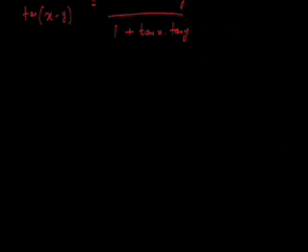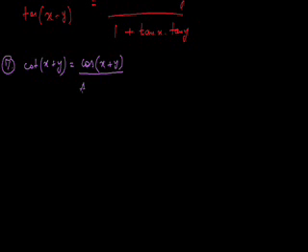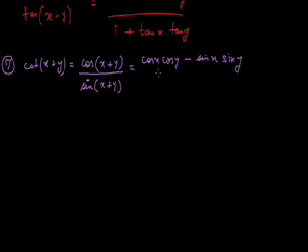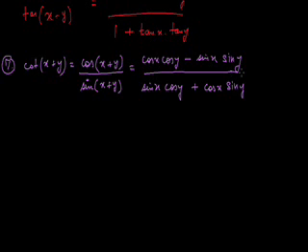Similarly, we can obtain the formula for cot of x plus y also. Cot of x plus y can be written as cos of x plus y whole upon sine of x plus y. Expand them, you will get cos x cos y minus sin x sin y whole divided by sin x cos y plus cos x sin y.